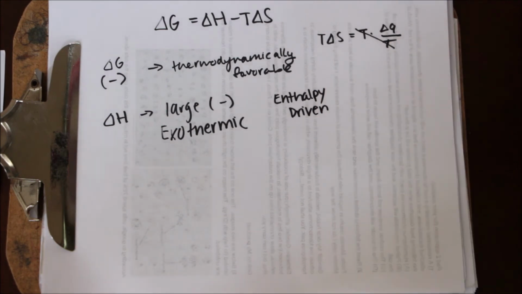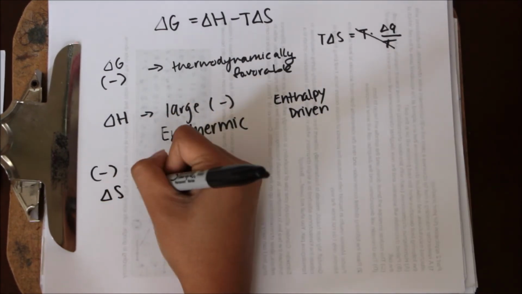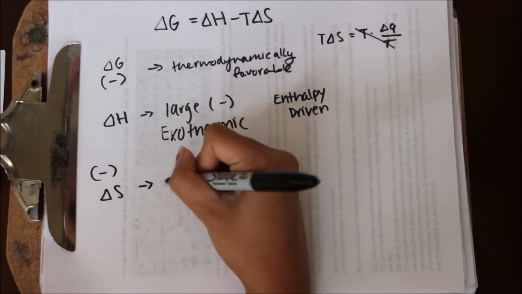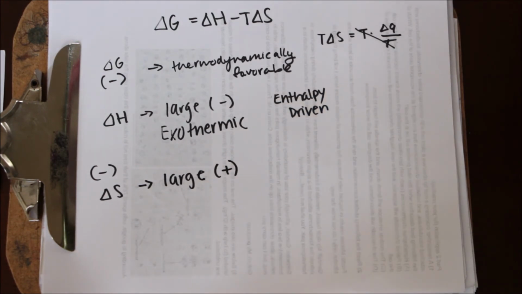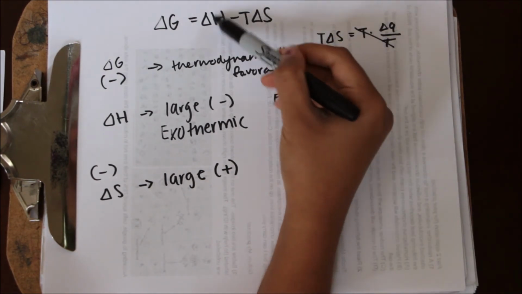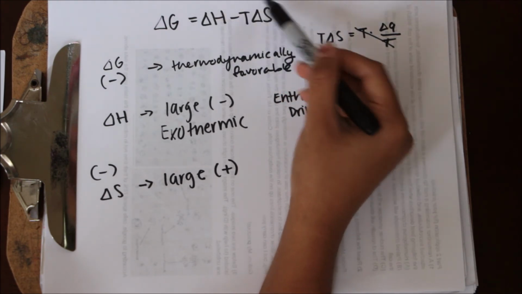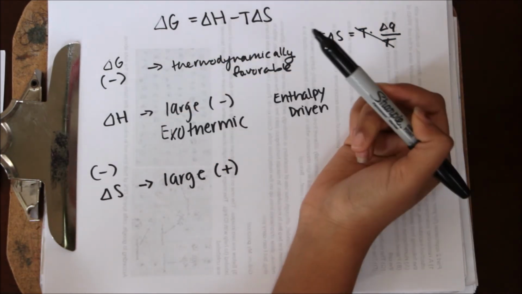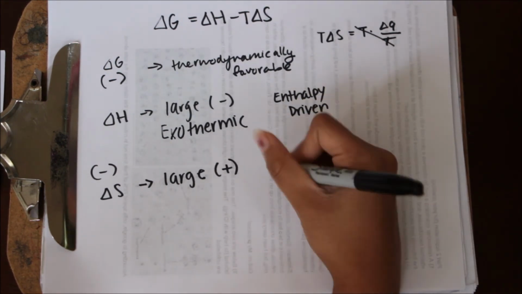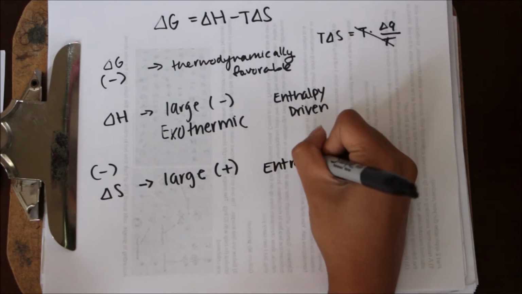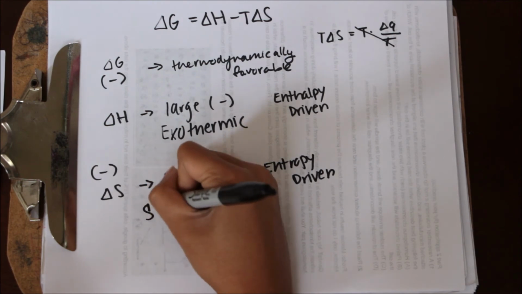Now the second way that you can get a negative delta G is by having your delta S be a large positive. Now what does it mean if something has a large positive here? That means even if your delta H is endothermic and positive, you can subtract a large enough value so that delta G still remains negative. So entropy, if it's positive, what that means is it's entropy driven, and we have entropy increasing.